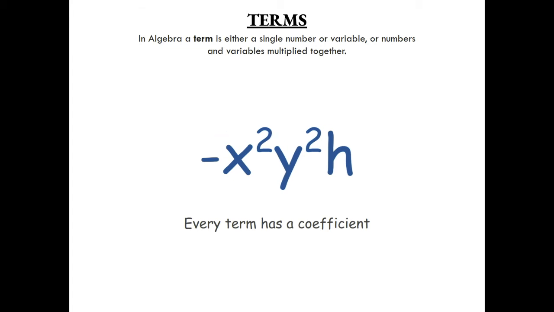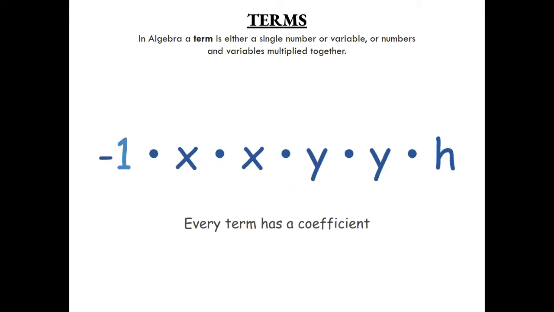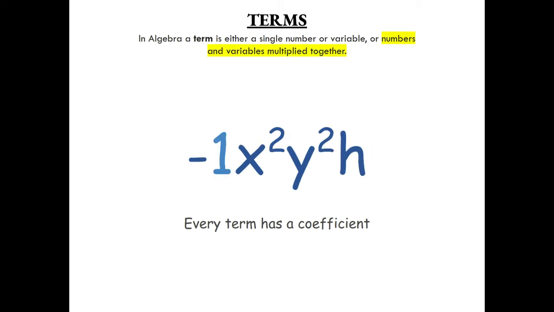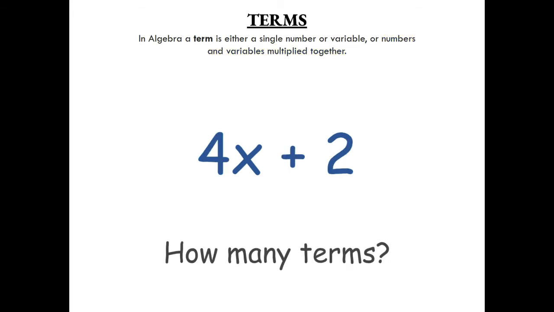If there's no number in front written, the number is 1. If it just says negative, that means it's negative 1. Say we have numbers and variables multiplied together, and therefore it's called a term. So this, even though it's a long thing, is still considered a term because these are numbers and variables multiplied together. Now over here we have 4x plus 2. So how many terms do we have? The answer would be there are 2 terms.